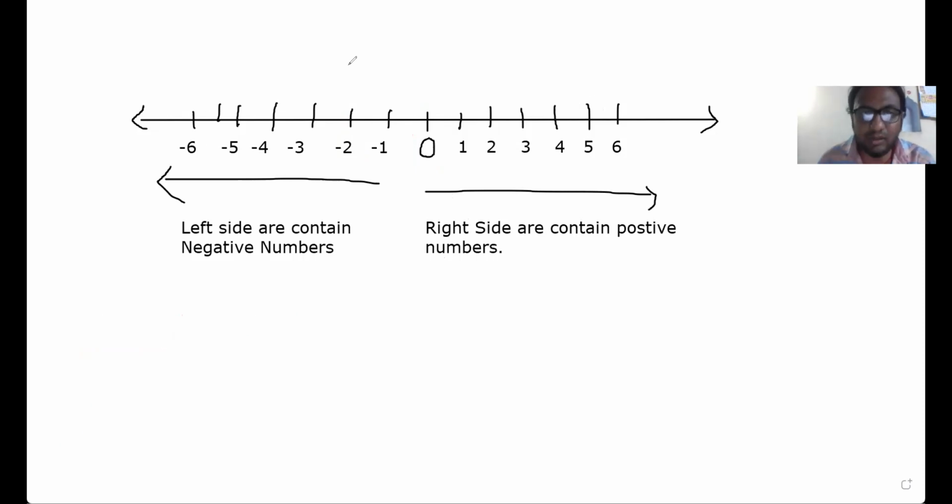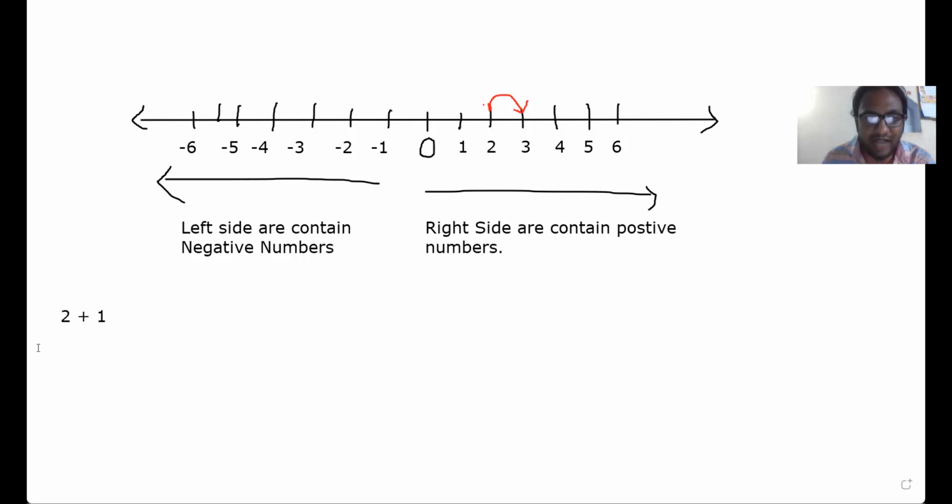Now let's move on. Suppose we have to add two numbers on a number line, like 2 plus 1. Suppose I'm standing at 2, in this position, and I have to move plus 1. So I move to the right side and 2 plus 1 becomes 3. So if we add two positive numbers, we have to move right side. If we add a number, we move right, and if we subtract a number, we have to move left side.